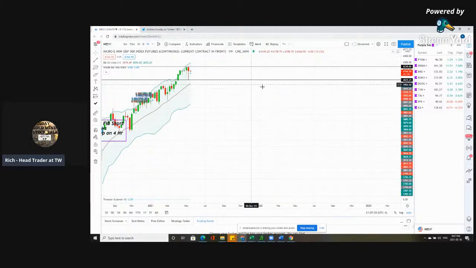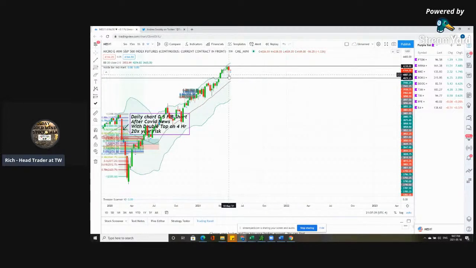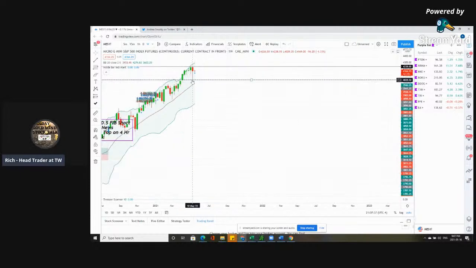All right, so that's a pretty nice hammer bar. We don't really see big hammer bars like this. That's a very, very powerful hammer bar. If that low goes, it will not be good for the bulls.